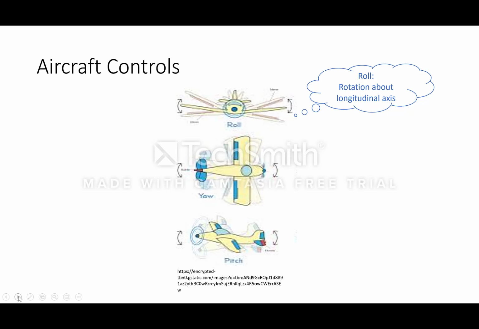So the wings will start horizontal, and if they roll to the right wing goes down and the left wing goes up. And then if you roll to the left wing goes down and the right wing goes up. So that is roll.